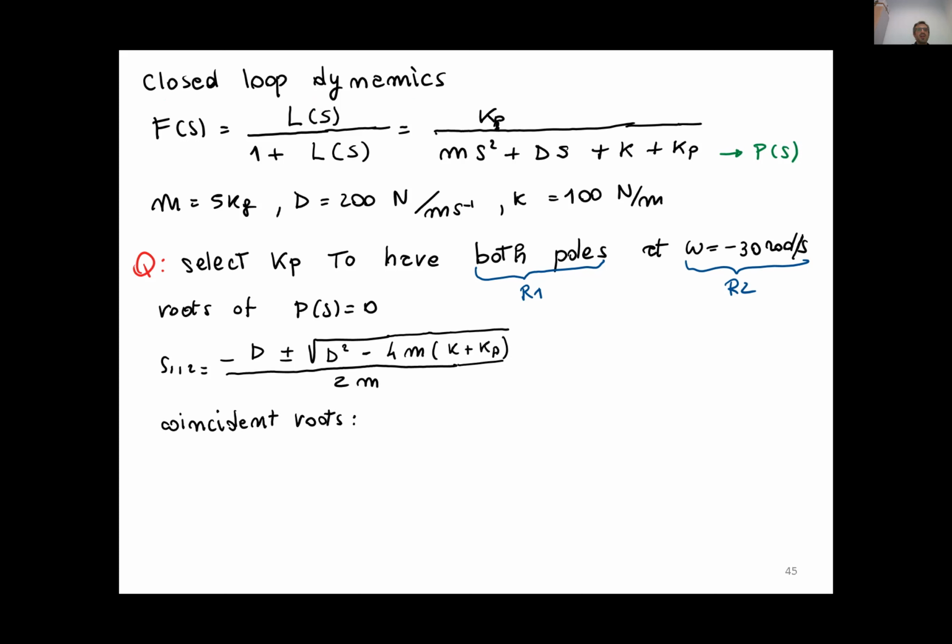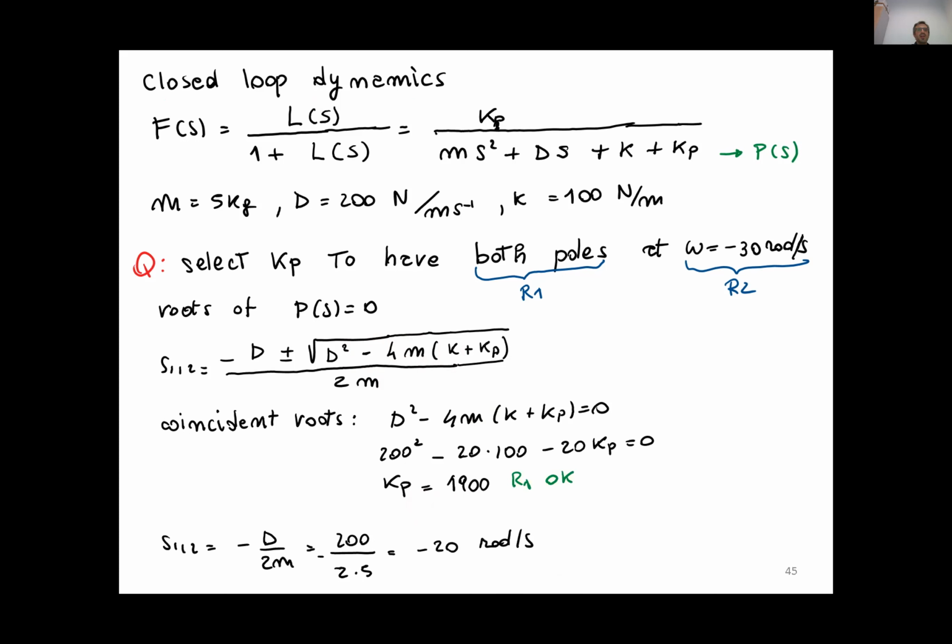and we see that to have coincident roots, we saw this yesterday, the argument of this square root should be 0, and this is happening for a value of Kp of 1900. We are able to set whatever value for Kp, so we are okay with the first requirement. But then the poles, since this is 0, will be minus d over 2m, and in this case the value we get doesn't depend on our Kp, so it is fixed to minus 20 rad per second, and we are not able to satisfy the second requirement.